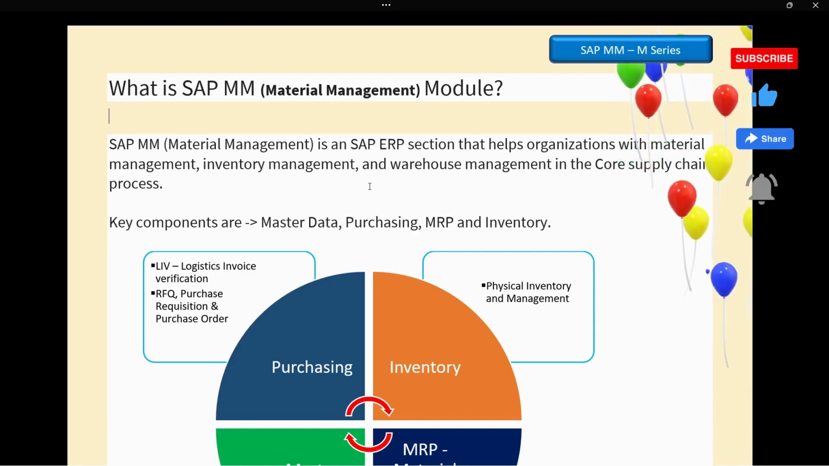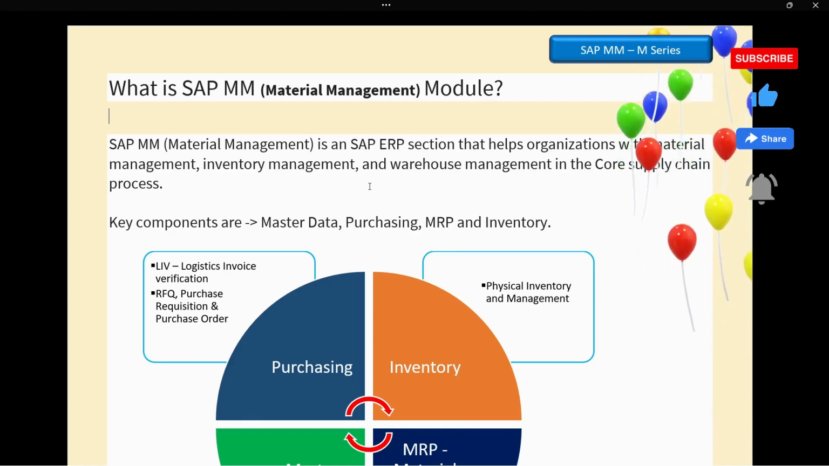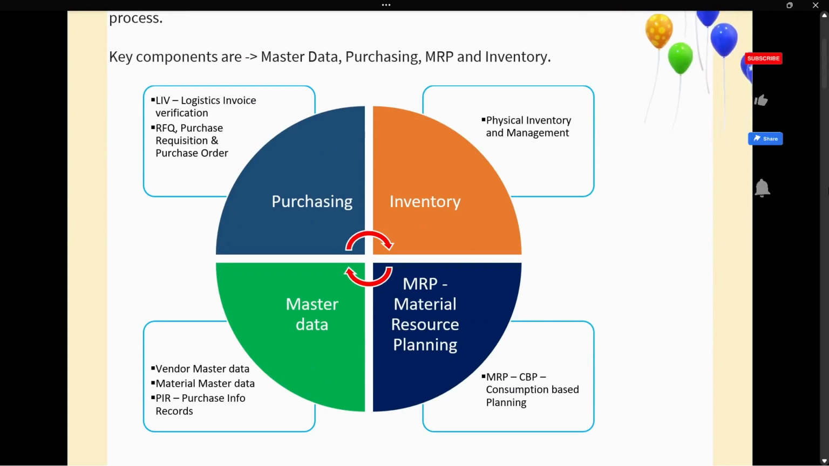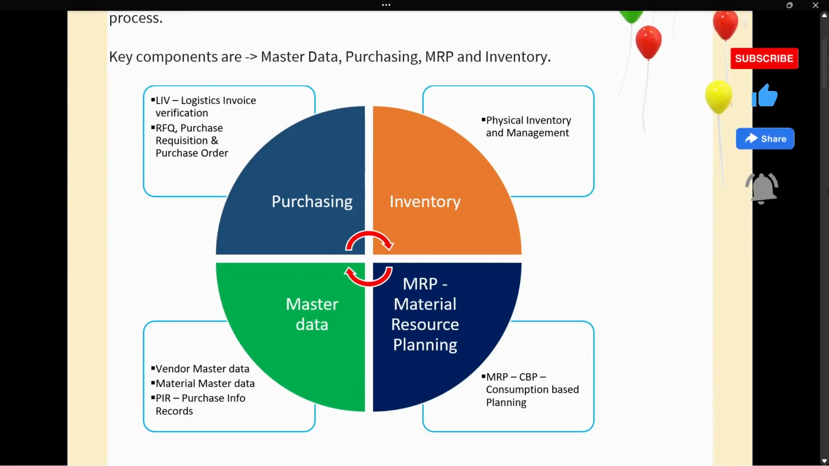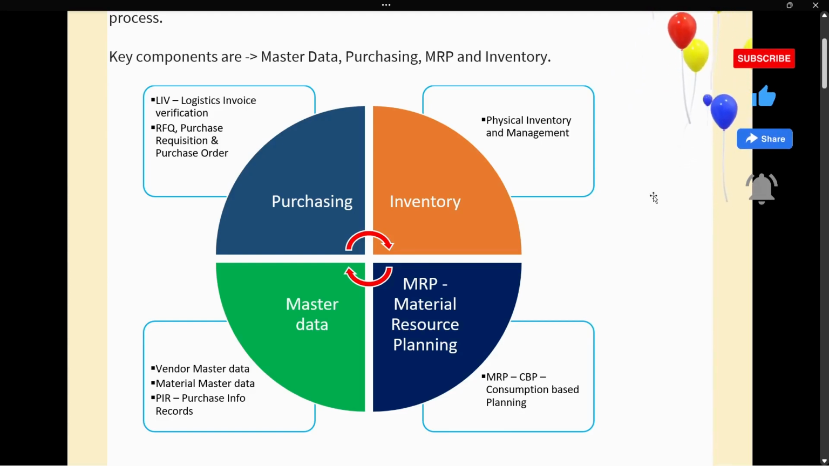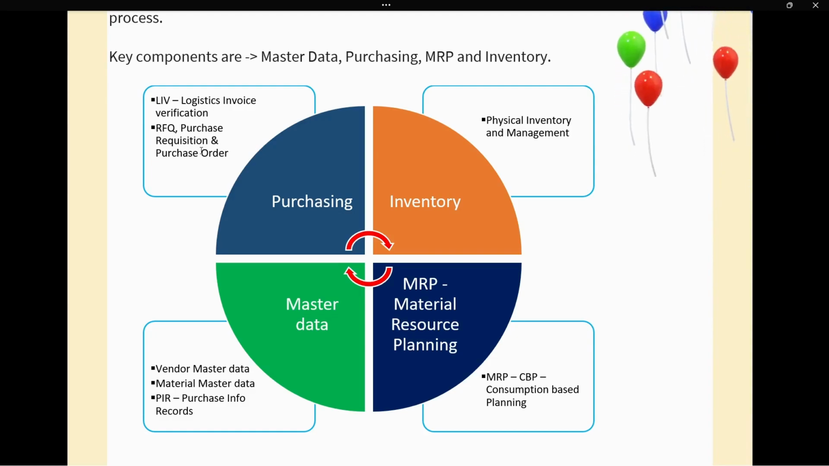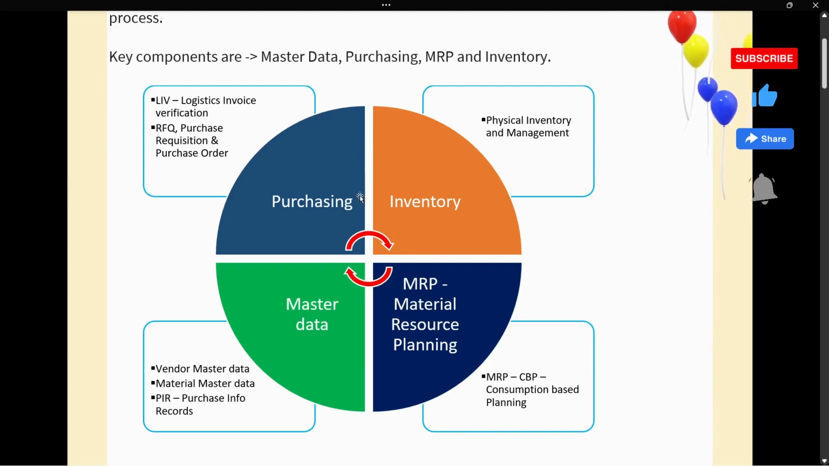Okay, so there are 3 or 4 components here. I'll start with master data, purchasing, MRP and inventory. I have prepared one visualization for you so that you can easily understand what those components are and what kinds of sub-components are associated with the main components. If you look at purchasing first, it is absolutely clear from the name itself, but from the sub-component standpoint you can see there are a few sub-components like LIV, logistic invoice verification, then RFQ, request for quotation, then purchase requisition, then purchase order. So this is the purchasing segment.